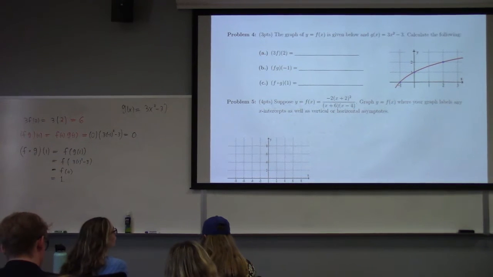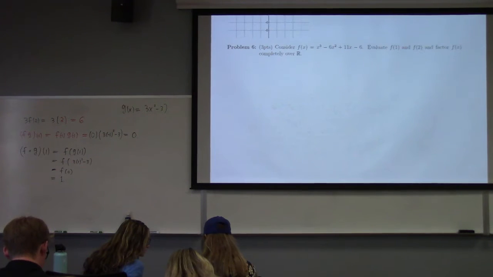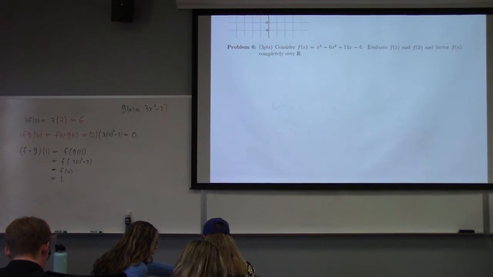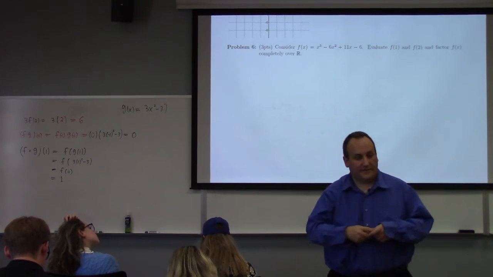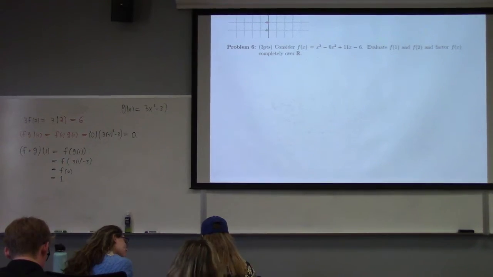Problem 6. All right, so yeah, problem 6. Here we have f of x equal to x cubed minus 6x squared plus 11x minus 6. All right, and I gave you a hint. I said evaluate f of 1 and f of 2 to completely factor and then completely factor the function.